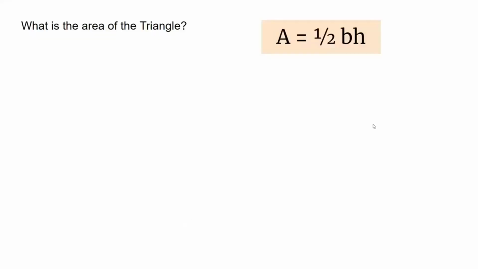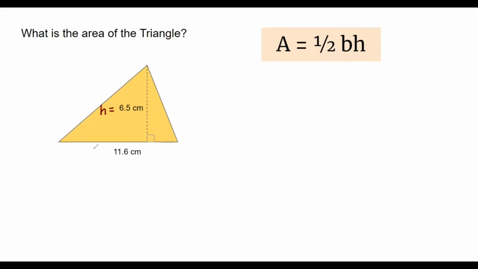All right, let's take a look at a few examples. What is the area of a triangle? First of all, we need the formula, and all of these formulas are on the GED formula sheet. So in this case, the area of a triangle is area equals 1/2 times the base times the height. Here's our example triangle. So we can see that this dotted line, that must be our height of 6.5 centimeters, and our base is down here, 11.6 centimeters.